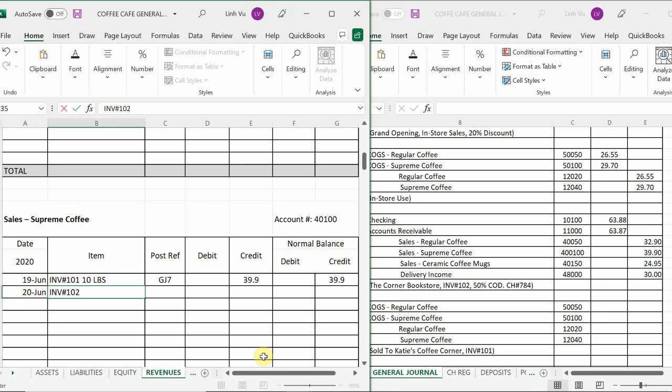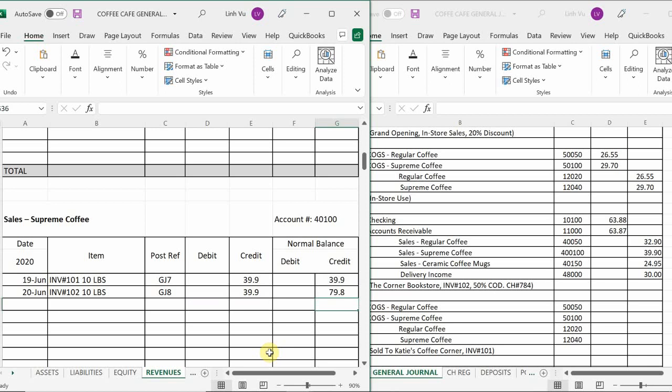How many pounds of Supreme coffee did we sell? 10. 10 pounds. For a total of $39.90. So that makes my account balance $79.80. Okay, good.